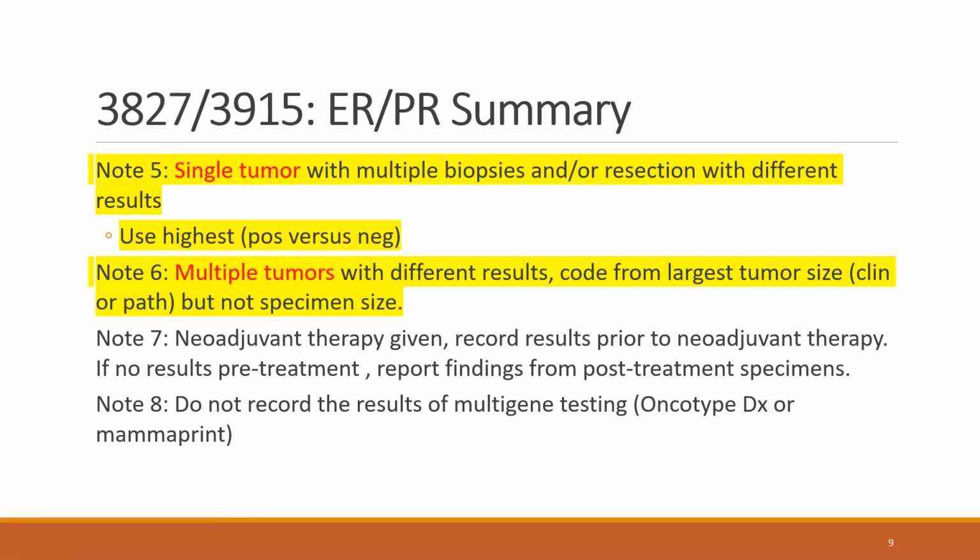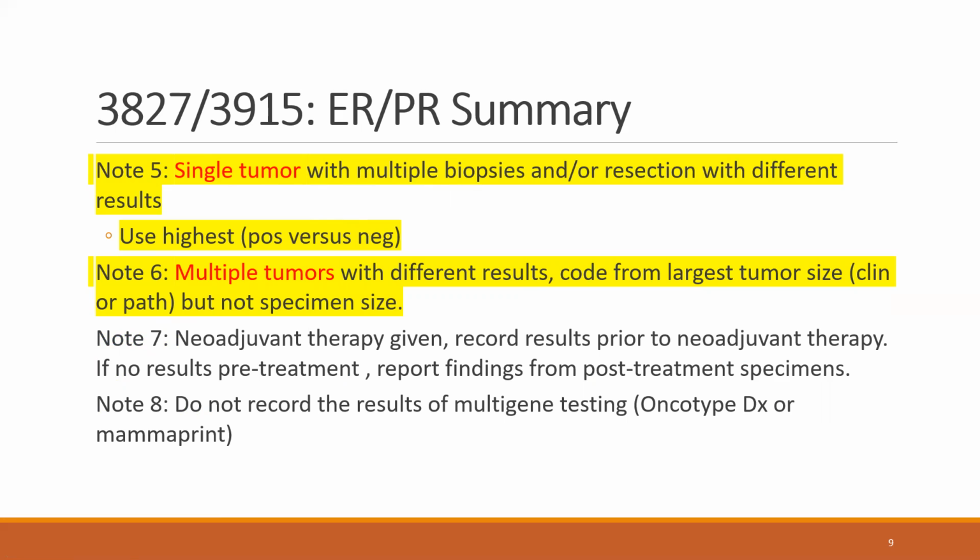Okay, here's the rest of the notes. So I want to point out note 5 and note 6. Note 5 is if you have a single tumor, you have multiple biopsies, and you have different results for the ER or the PR summary, you're going to use the highest. In this case, highest means positive over a negative. Any of those results that are positive, you're going to take it.